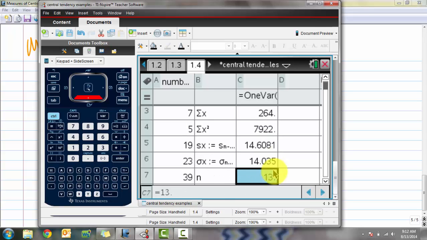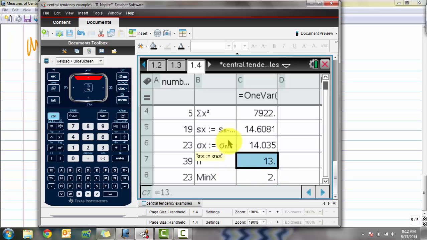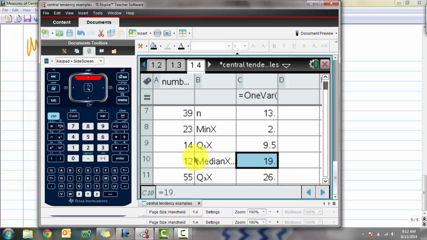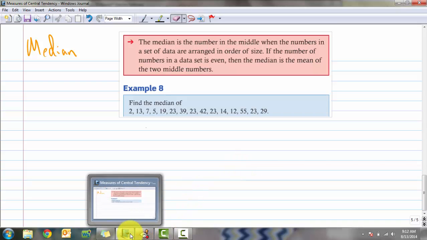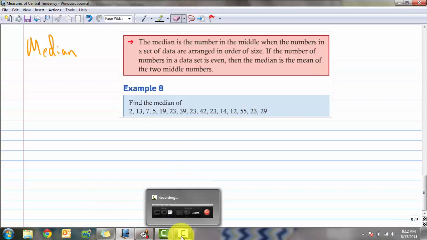But if we scroll down here, we'll talk about what some of this other stuff is. N is 13. That means there were 13 data values. Our median is 19. It's that easy. It's that quick. We have our median from this list of data. We don't have to take the time to put it in order. So lesson here, if you're allowed a calculator, use it, please.